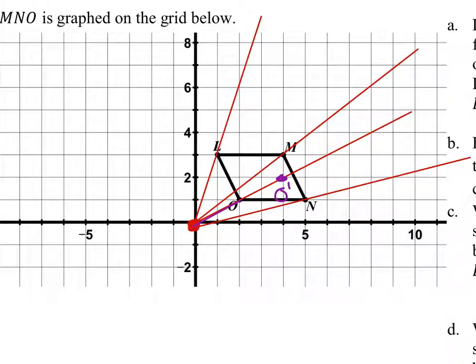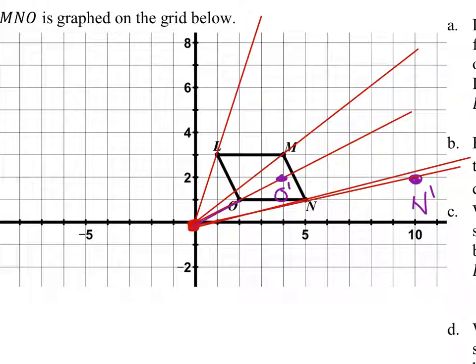Same with N, that's up 1 to the right 5, so we'll go up another 1 and to the right another 5. Wait, for O prime, did you go up? You went. There we go. I drew that line for N a little bit better. And now this is N prime.